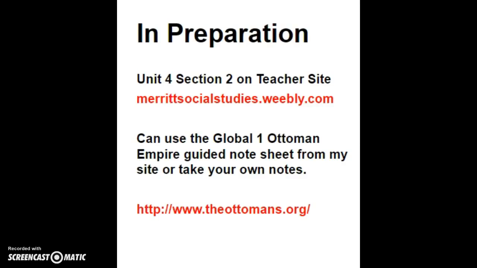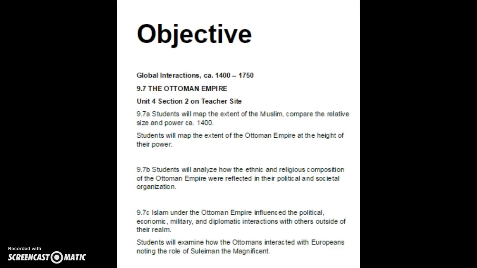So we will be looking at the Ottoman expansion, and the reason why this is important is because it gives rise to Europe's age of exploration. It does so because their expansion forces Europe to look for new trade routes. We also see that the Ottoman Empire has one of the largest and longest lasting empires in the world.